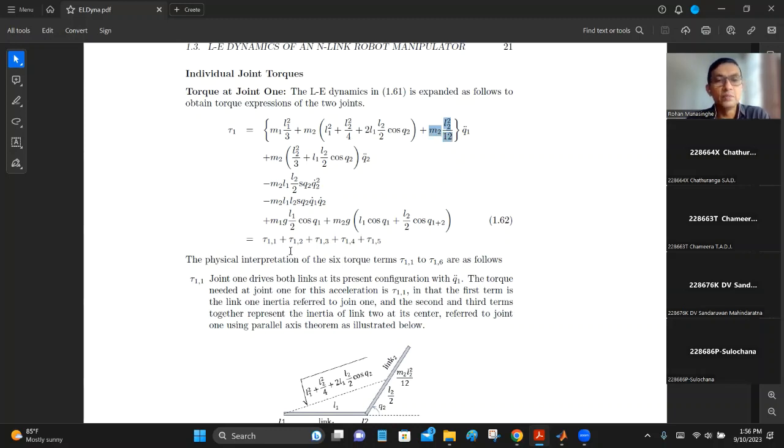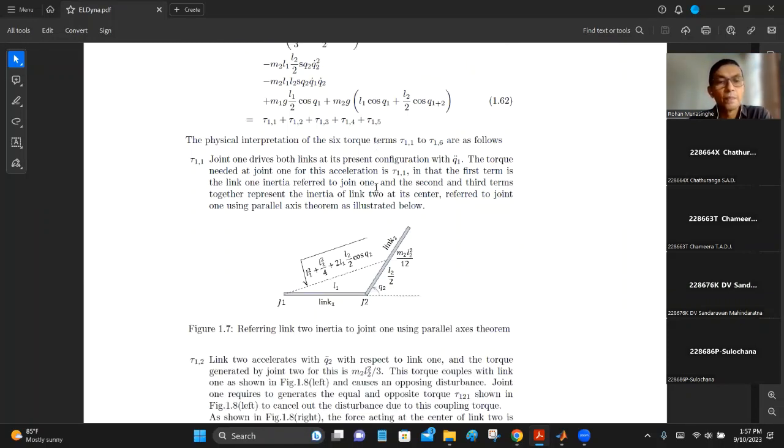What is the second term? T12. That is this one. This comes m2 L2 square over 3 plus L1 L2 over 3 cos Q2 times Q2 double dot. So what is that?